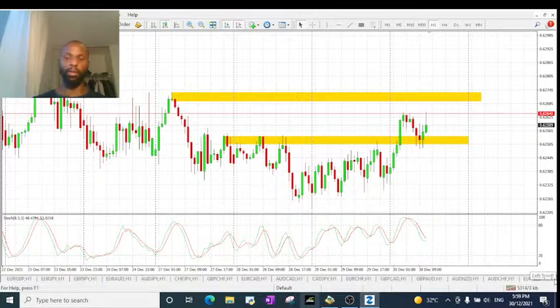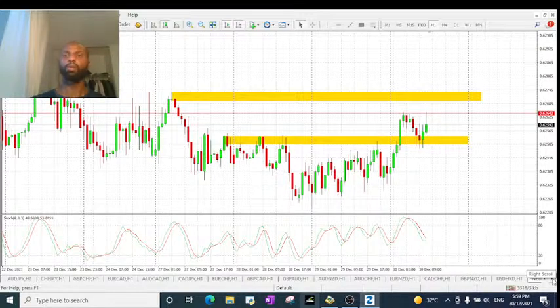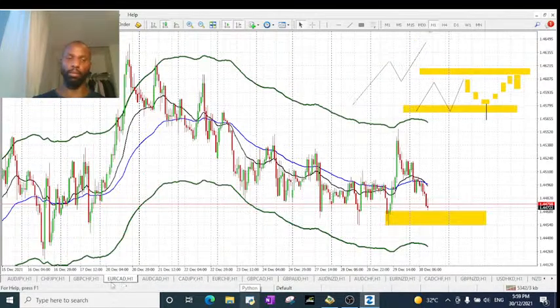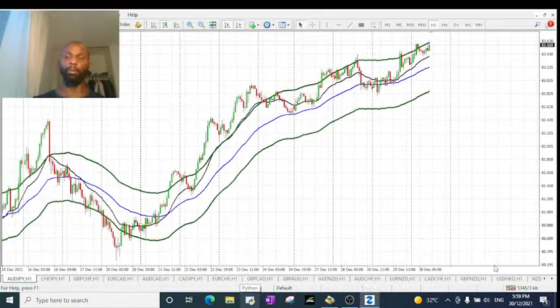One on pound yen, and what was the other one? I'll check my account. Two beautiful trades: pound yen and US Swiss franc. So I shorted US Swiss franc yesterday, then I bought pound yen yesterday. The pound yen trade was beautiful, perfect, A plus setup.